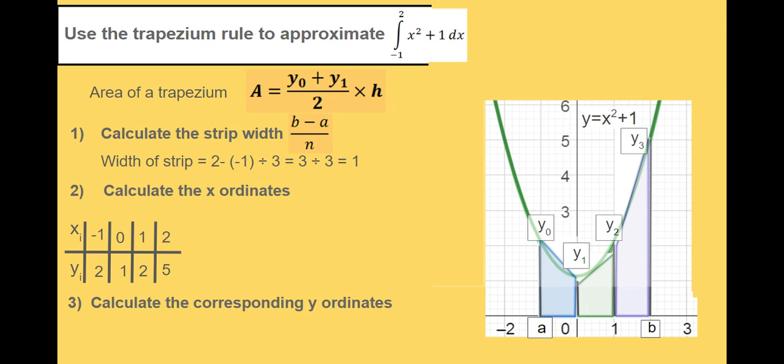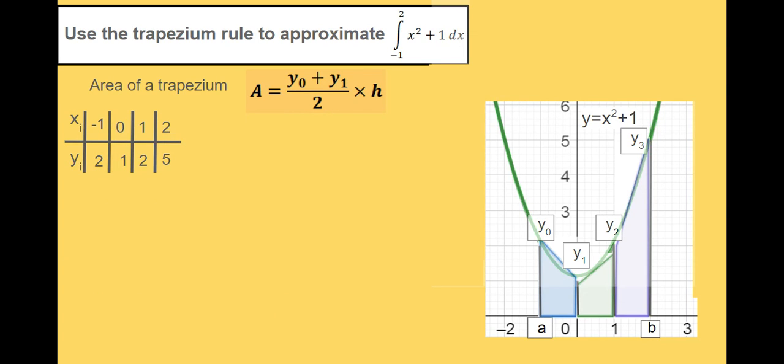Okay, let's finish off. I've labelled y2 and y3. We've got 4 y ordinates and they're all there on our table. So what we could do now is say, right, we know how to find the area of the trapezium. We know the heights of each point, or the lengths of the parallel sides. So we can simply work them out one by one.